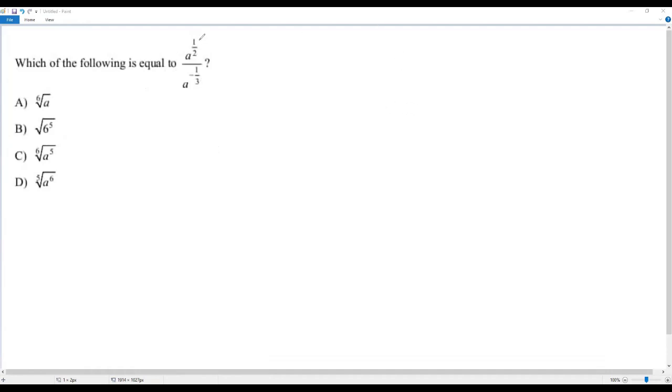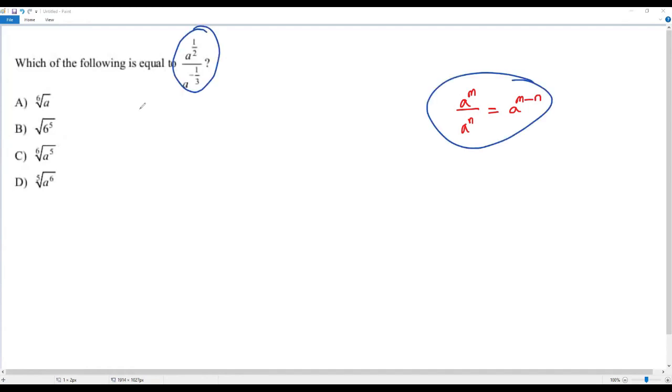Okay, to simplify the given expression, we can consider the quotient rule in exponents. That is, I divide two powers with the same base. The base in the numerator is a, and the base in the denominator is also a. Whenever we divide two powers with the same base, we take the base once and subtract the exponents, that is, m minus n. Now we can use this quotient rule to simplify the given expression.